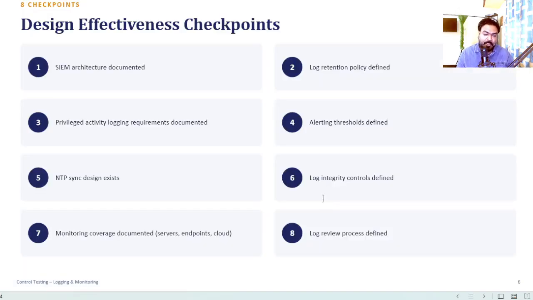Design effectiveness checkpoints. Let's talk design effectiveness. This is about whether the control is designed properly on paper before we even test if it's working. 8 checkpoints. Is the SIEM architecture documented? Is there a log retention policy? Are privileged activity logging requirements written down? Are alerting thresholds defined? Does an NTP sync design exist? Are log integrity controls defined? Is monitoring coverage documented across servers, endpoints, and cloud? And finally, is there a defined log review process? If any of these are missing, that's a design gap.